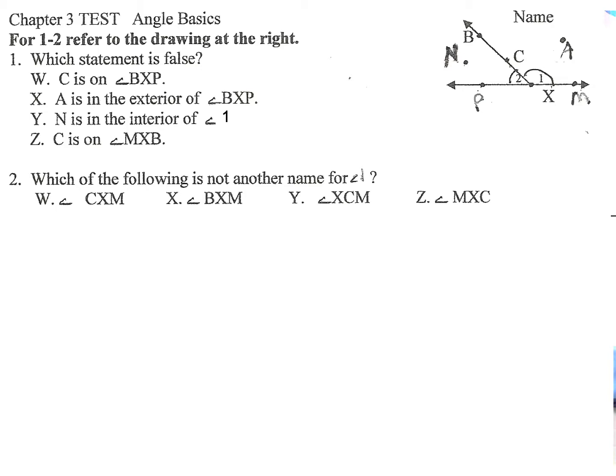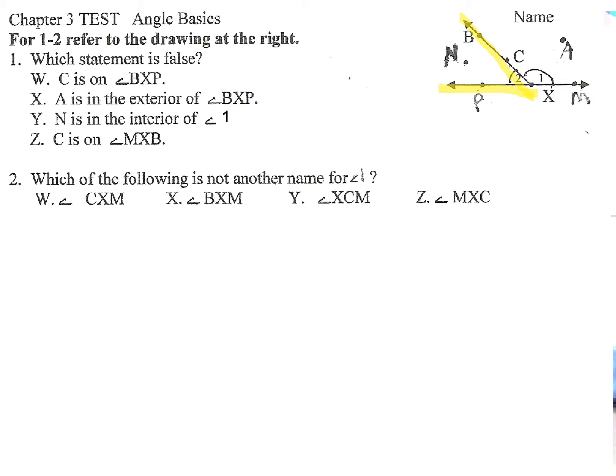So point C is on angle BXP. You're going to want to look at the angle, and you can use your angle legs to highlight it. B to X to P. Is C on that angle? Yes, and you see point C right there is actually on the ray. So we're looking for the one that's false. So that's true, and we don't want a true one.